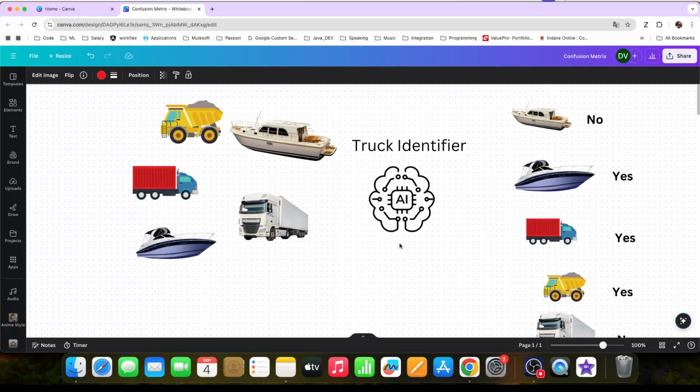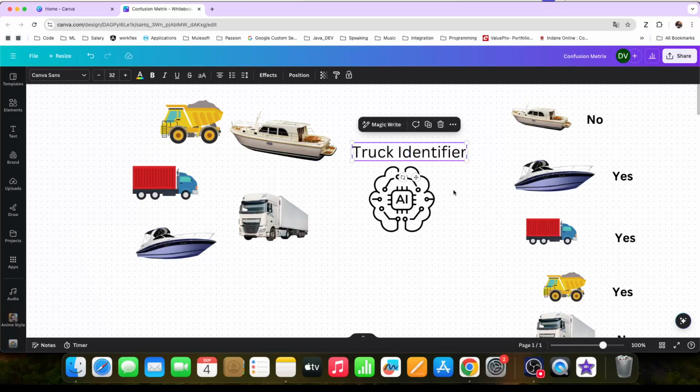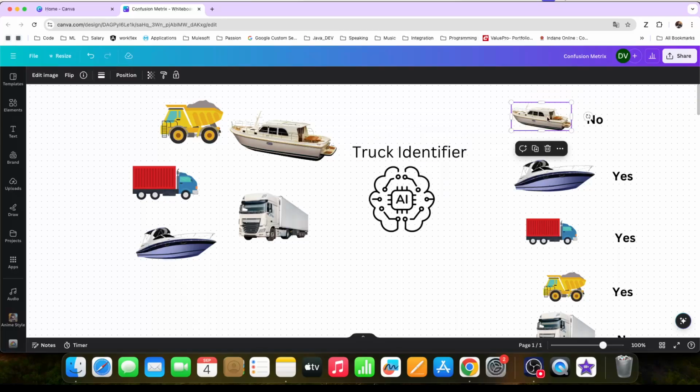In this example, I'm just taking one pre-trained model. I'm calling this model a truck identifier, where you feed lots of images of vehicles and the model says yes or no, whether it's a truck or not. Imagine this model is pre-trained and now I'm testing it. Here is the actual, and this is the prediction of my model. Here the model is saying no, so the model is predicting right. Here the model is saying yes, which means it is a truck, so here the model is wrong.